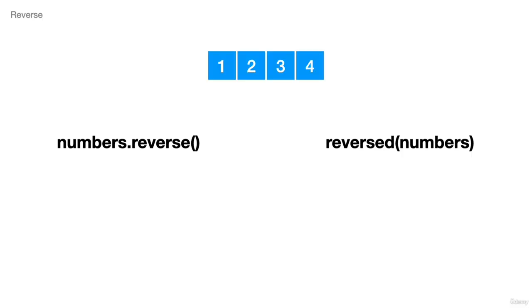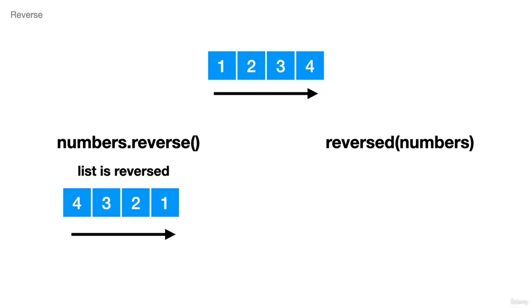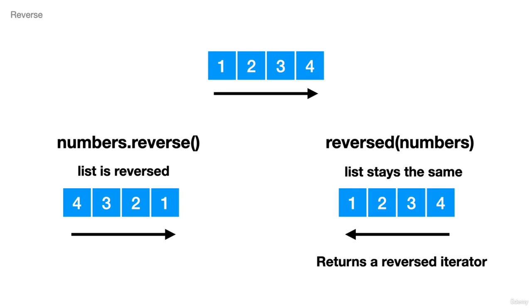So what is the difference between the reverse method and the reversed function? Look at the list of 4 numbers. An iterator would go from beginning to end. If the reverse method is called, the list is reversed and the iterator would still go from beginning to end. But when the reversed function is used, the list stays the same, but the function returns a reversed iterator that would go through the list from the end to beginning.